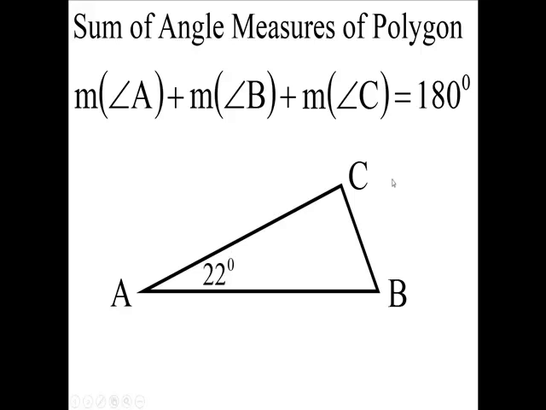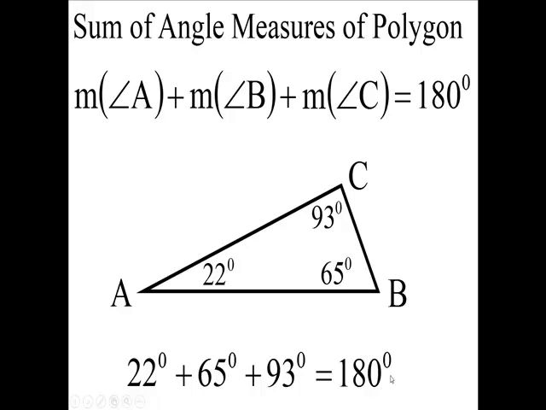Okay? So, for instance, if angle A has 22 degrees and B has 65 and C has 93, if you add those up, you're going to come up with 180 degrees.